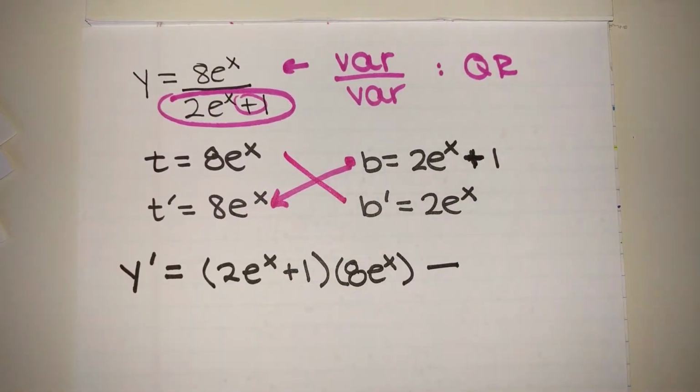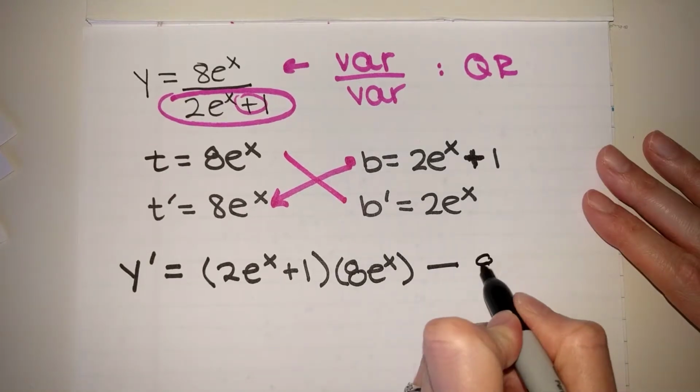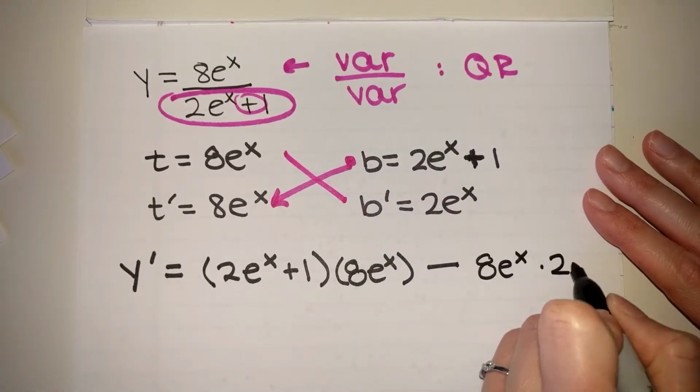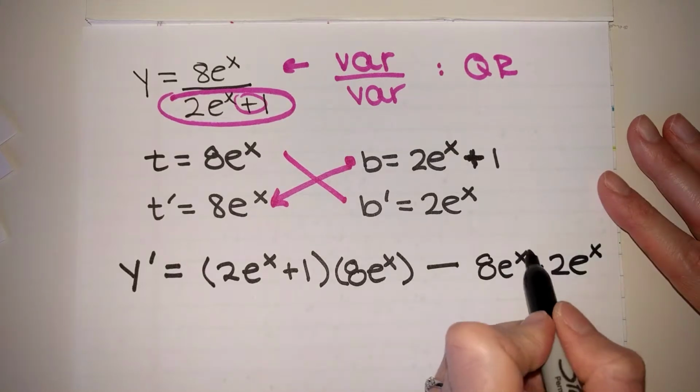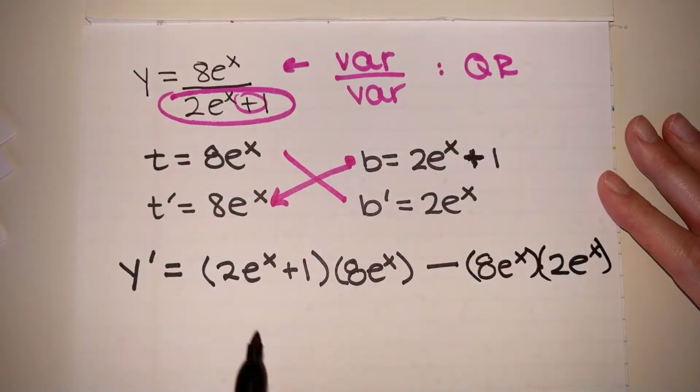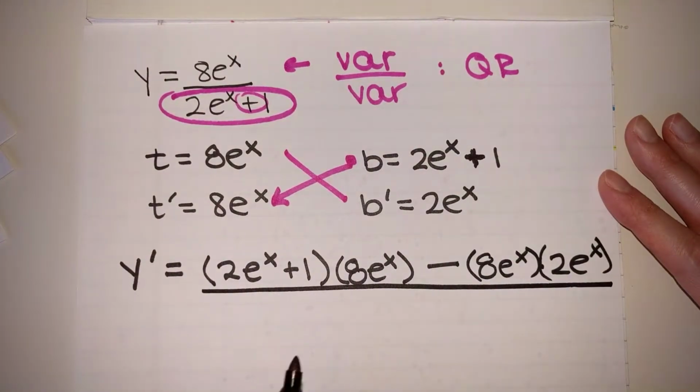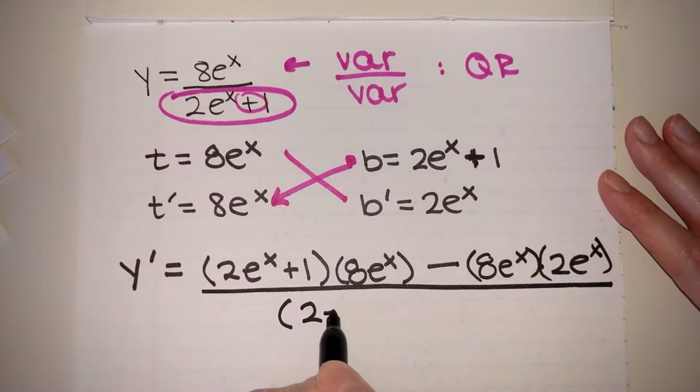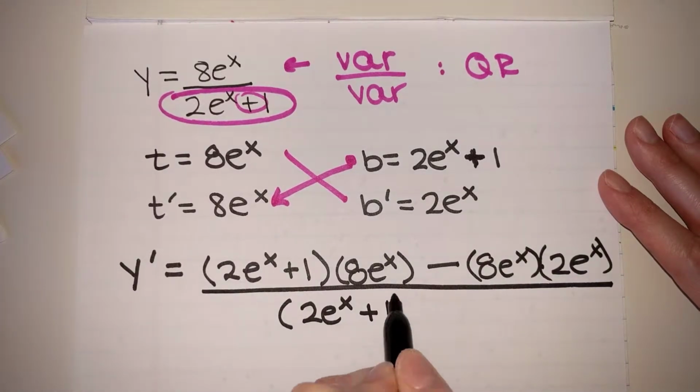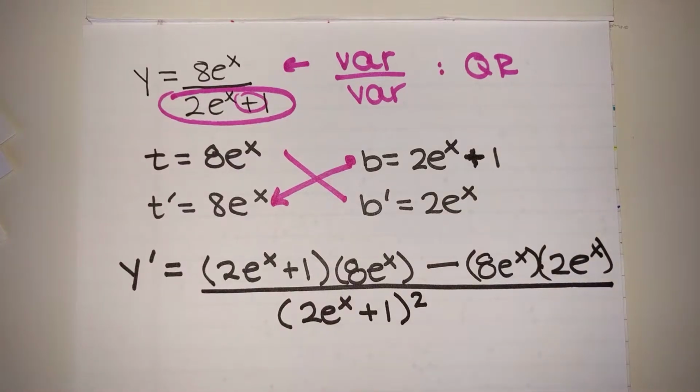So we'll have 8e to the x times 2e to the x. And to be clear, we can just put little parentheses here to really emphasize. All right, and that's all over the bottom, which is 2e to the x plus 1 quantity squared.